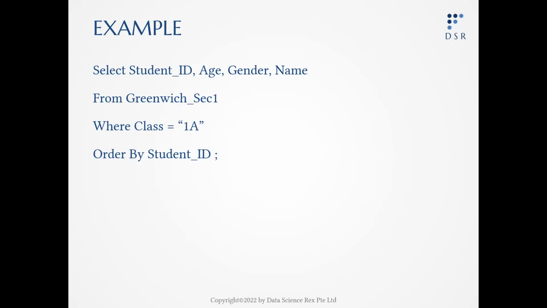So select student ID, age, gender, name. That is selecting the columns from Greenwich_secondary1. That is the table you're going to extract the columns from, where class equals 1A. So that will be the filter. Order by student ID means you're going to sort the final table by the student ID.